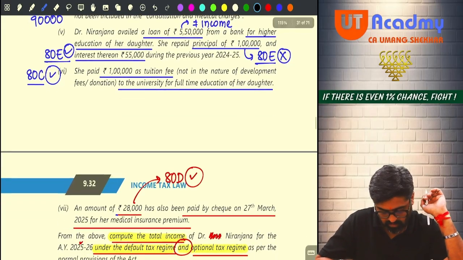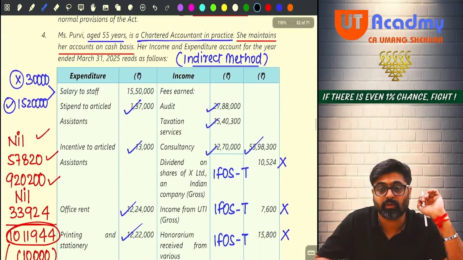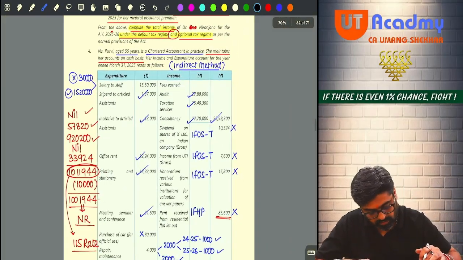Understanding? Now, let's come to the next question. This question is also good. Important. Mark this question important. Question number 4 also.